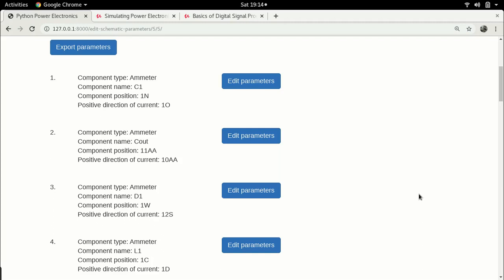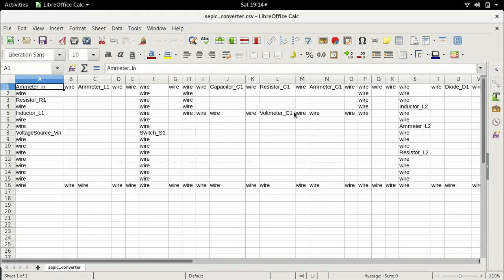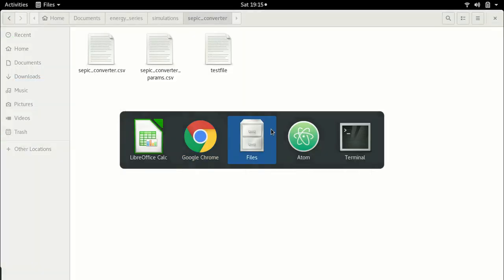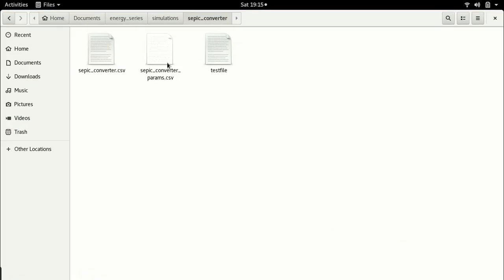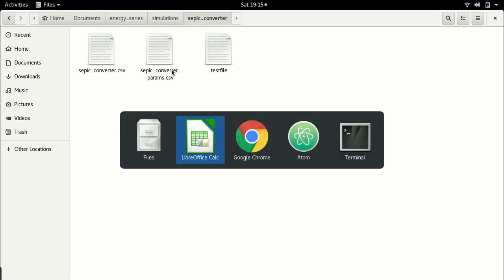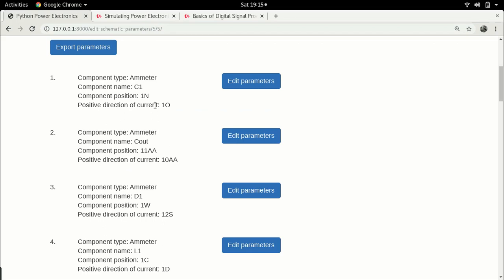In the previous lecture, I had started with the SEPIC converter and we had created the circuit schematic, which is this one. We had imported the CHUK converter parameters and renamed it as SEPIC converter parameters.csv. So just to get accelerated, in this lecture we'll continue ahead with this.